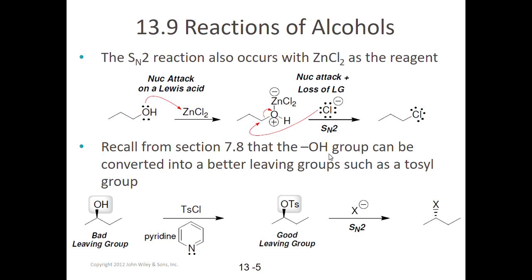So let's look at some other options. What are some other reactions that can convert an alcohol into an alkyl halide? One is using a zinc halide. And so what happens here is the oxygen's lone pair attracts to the zinc. So this zinc has a 2+ charge.